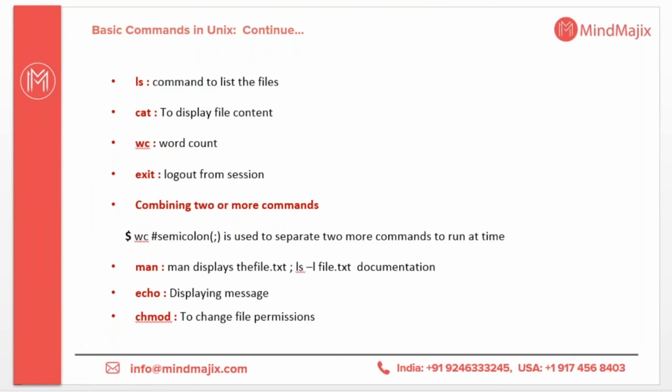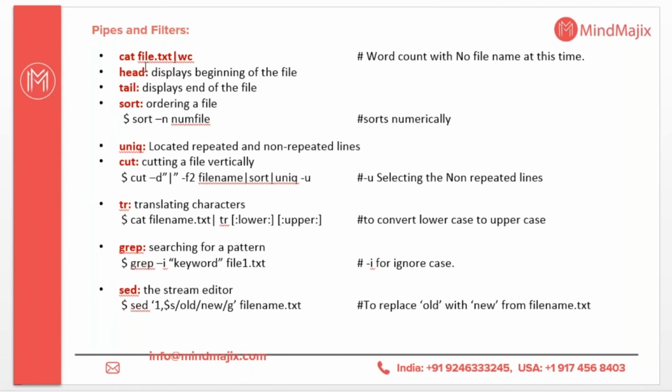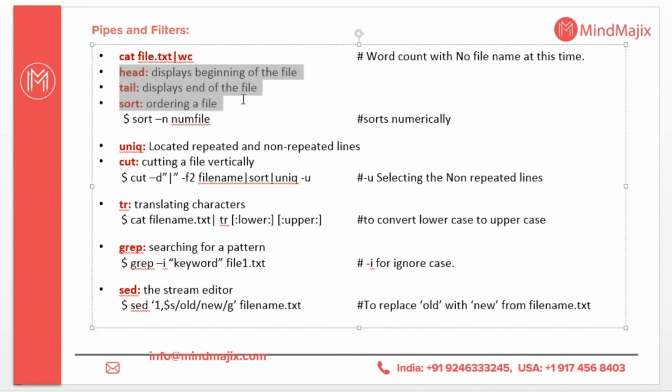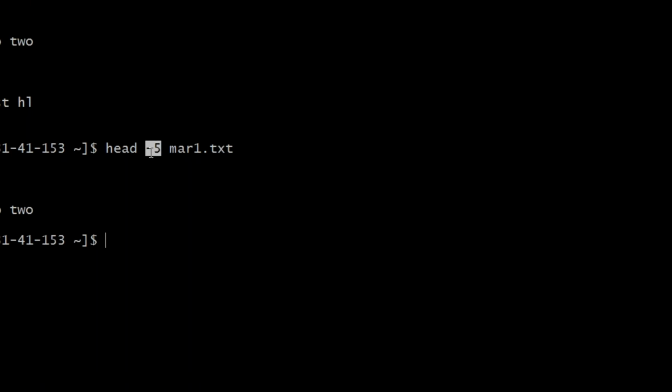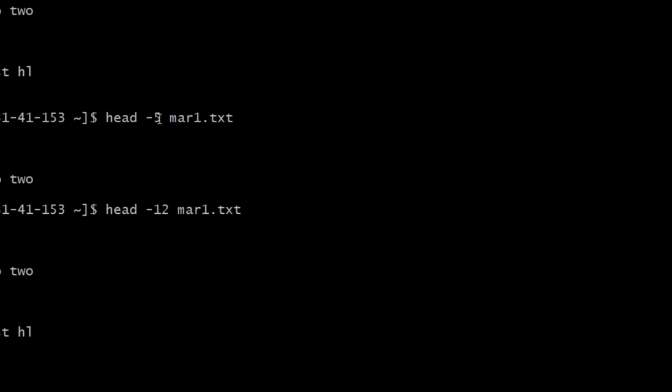I'm moving to the next slide. These are all filter commands: head, tail, sorting, unique. When I use the head command, by default it gives 10 lines. You can override the default behavior by using your own number of lines. I'm trying it for 5 lines. Or you can modify it to 12. That is your wish, so you can change it.